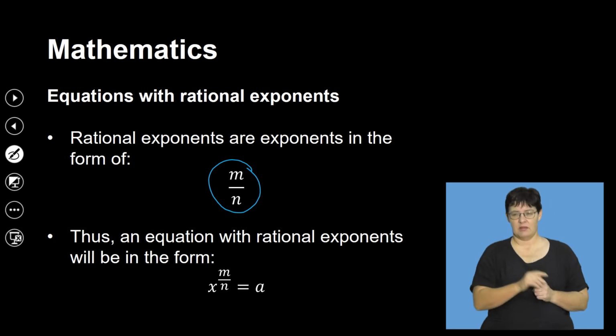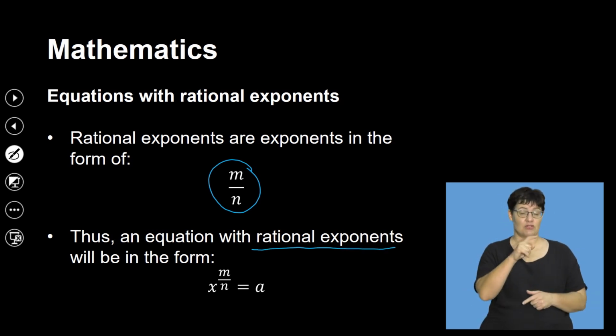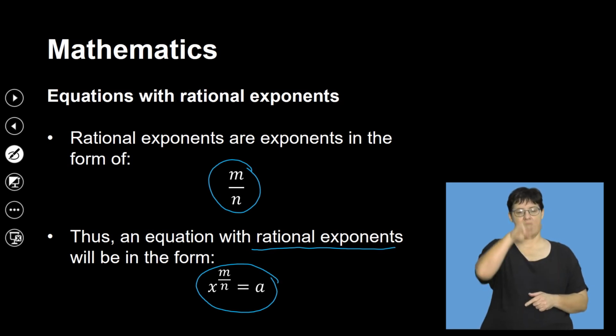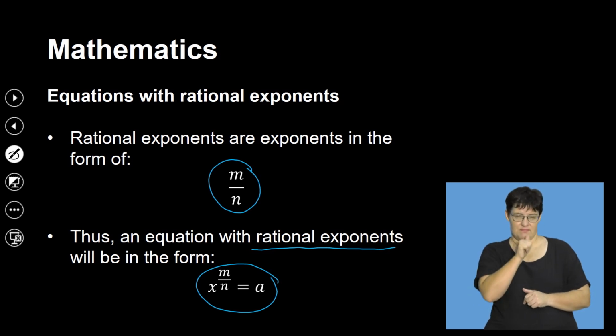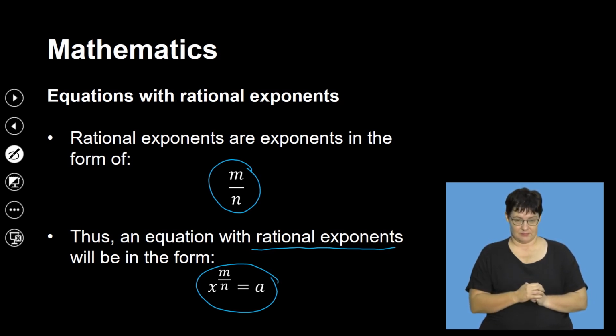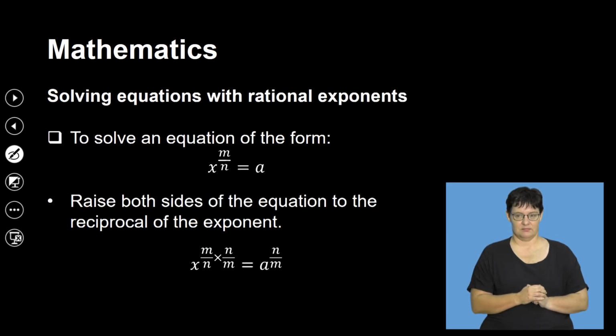Thus, an equation with rational exponents will be given in the form of x to the exponent of m over n, all equal to a, right? Doesn't matter what a is. The most important thing there will be just having that exponent there as a rational exponent.